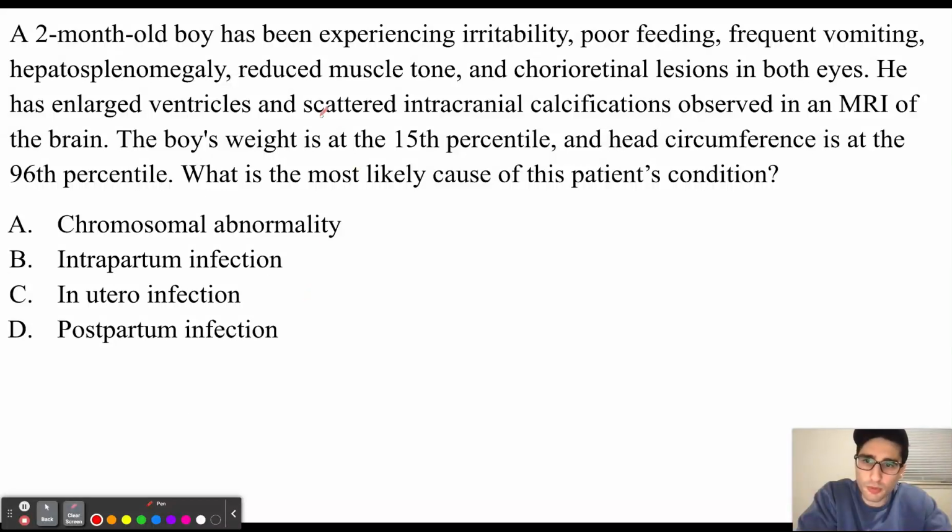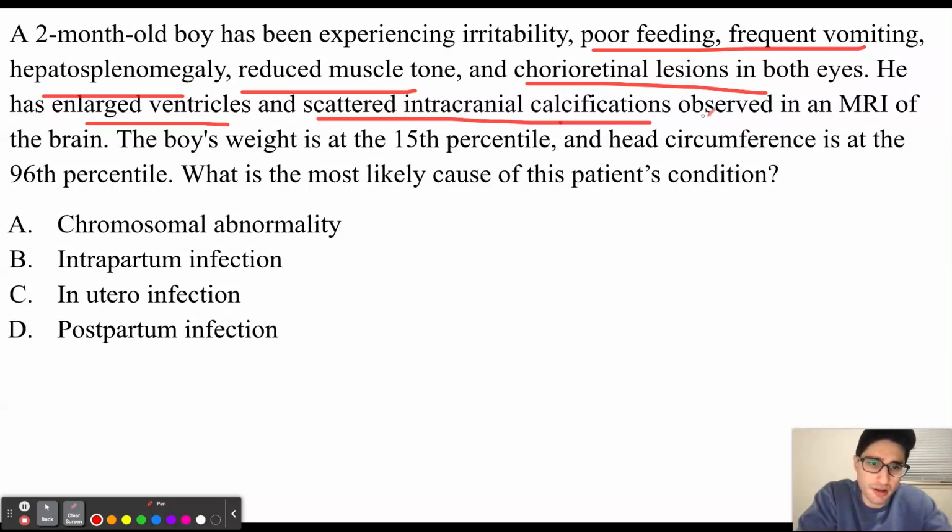A 2-month-old boy has been experiencing irritability, poor feeding, frequent vomiting, hepatosplenomegaly, reduced muscle tone, and chorioretinal lesions in both eyes. He has enlarged ventricles and scattered intracranial calcifications observed in an MRI of the brain. The boy's weight is at the 15th percentile and head circumference is at the 96th percentile. What is the most likely cause of this patient's condition?